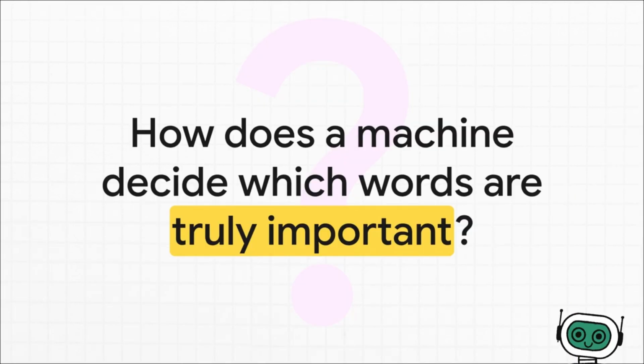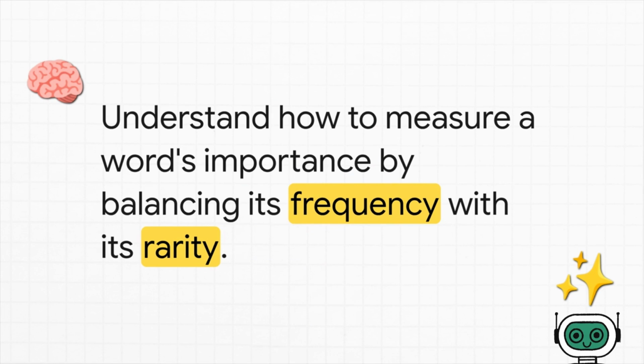So think about it. When you type something into a search engine, it has to comb through millions, maybe billions of pages. Some words, like the, a, and is, are everywhere, right? But they don't really tell you much. So how does the machine learn to ignore all that noise and focus on the words that carry the real meaning? Well, that's the exact problem TF-IDF was designed to solve.